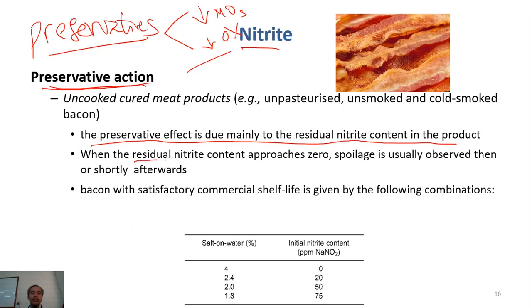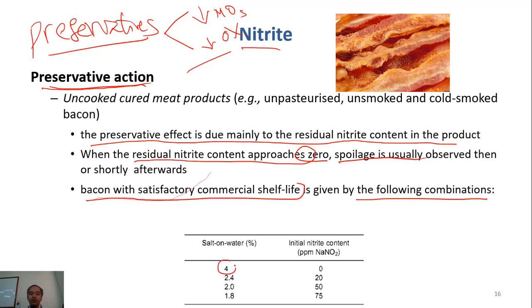When the residual nitrite content in the product approaches zero, during storage the amount of nitrite is going down from time to time. When it approaches zero, then spoilage will be initiated, will start. Microorganisms will start to grow. Bacon with satisfactory commercial shelf life is given by the following combination.